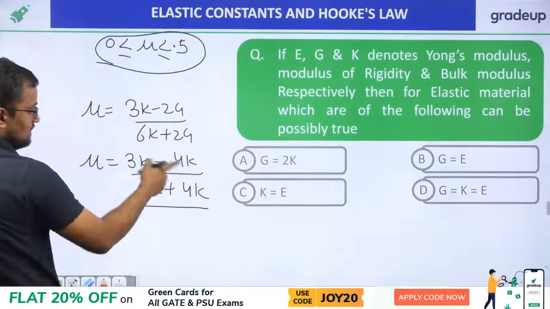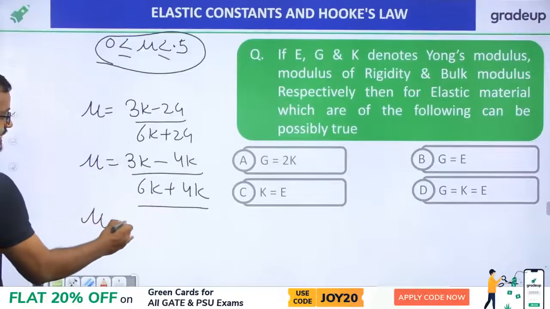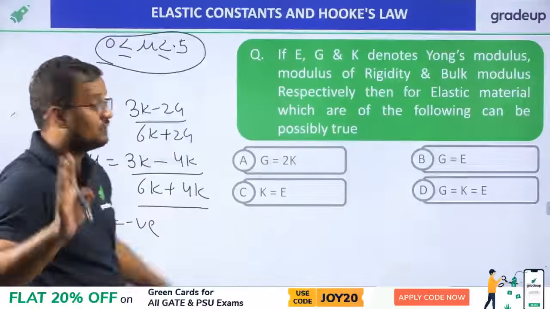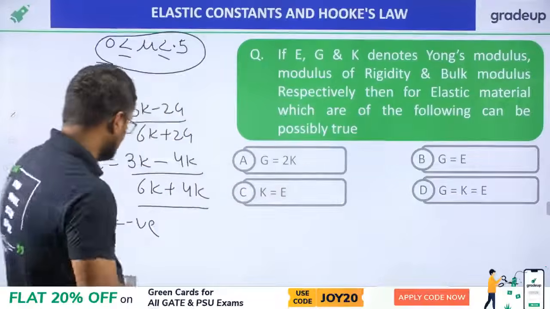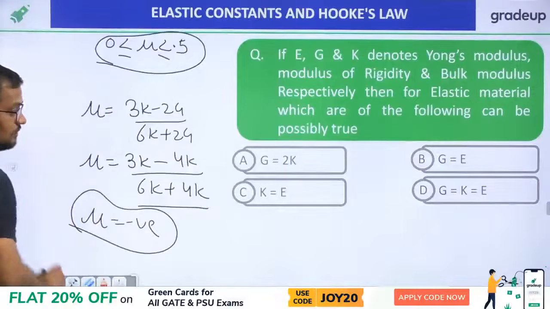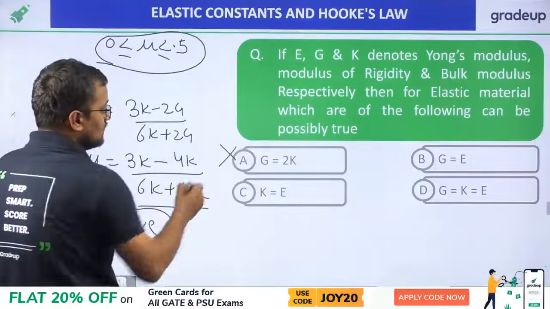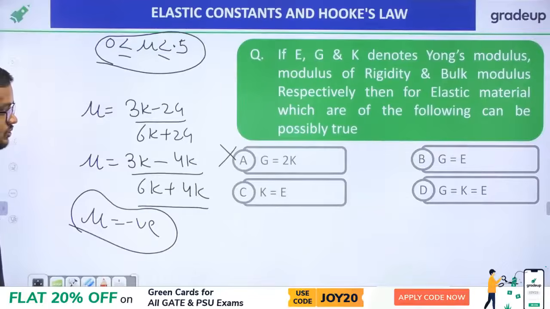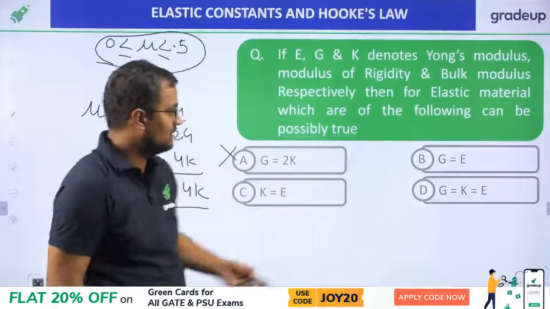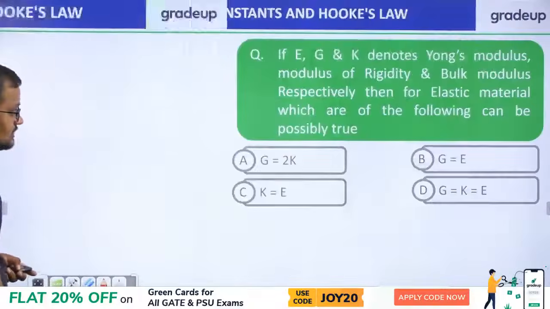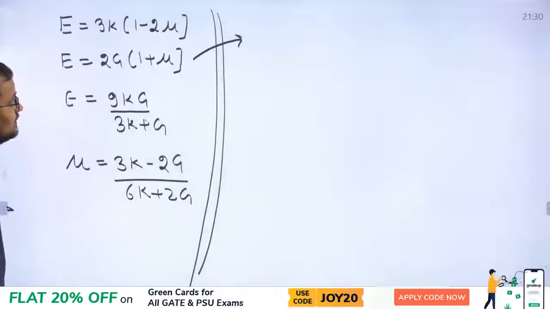This is positive, this is negative, so mu will be coming in negative. So not possible for elastic material. For elastic material, mu ranges from 0 to 2.5. So mu is negative, is not possible. So G can't be 2K. Next, let us see if G can be E.